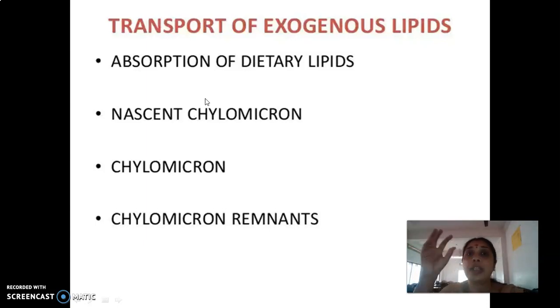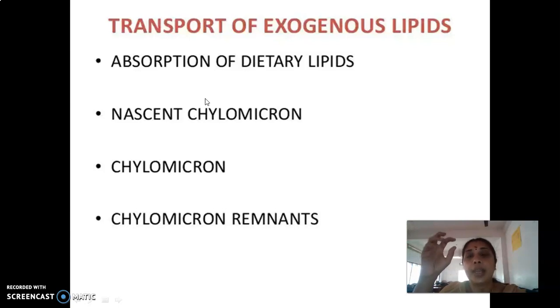During the course of their journey from the intestine towards the liver, they further add ApoC and ApoE, which are donated by the HDL molecules. Such a chylomicron we call the mature chylomicron. So when a chylomicron molecule reaches the liver, it will be in the form of mature chylomicron. But immediately after getting liberated from the intestinal lumen, it will be a nascent chylomicron. So nascent chylomicron further adds more ApoC and ApoE derived from HDL to give rise to mature chylomicron, and they will be moving towards the liver.